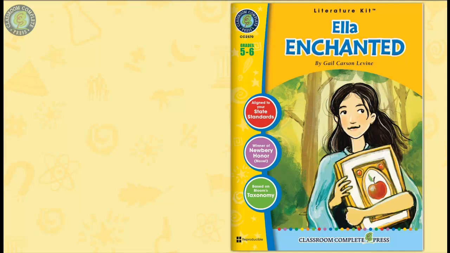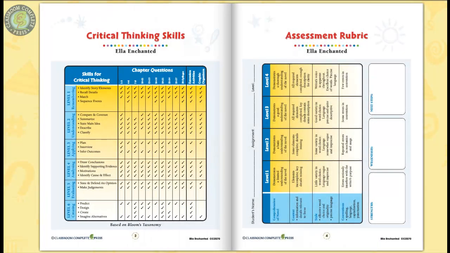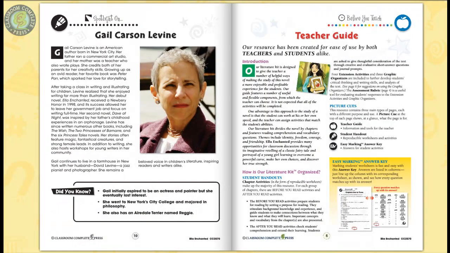This literature kit on Ella Enchanted by Gail Carson Levine includes a nice mix of discussion questions, writing prompts, and creative projects that keep students motivated. 55 pages chock full of a variety of scaffolding strategies incorporated in our Before You Read worksheets for each chapter section, along with vocabulary prompts to prepare your students for the reading, with rubrics, teacher guide, and author biography.